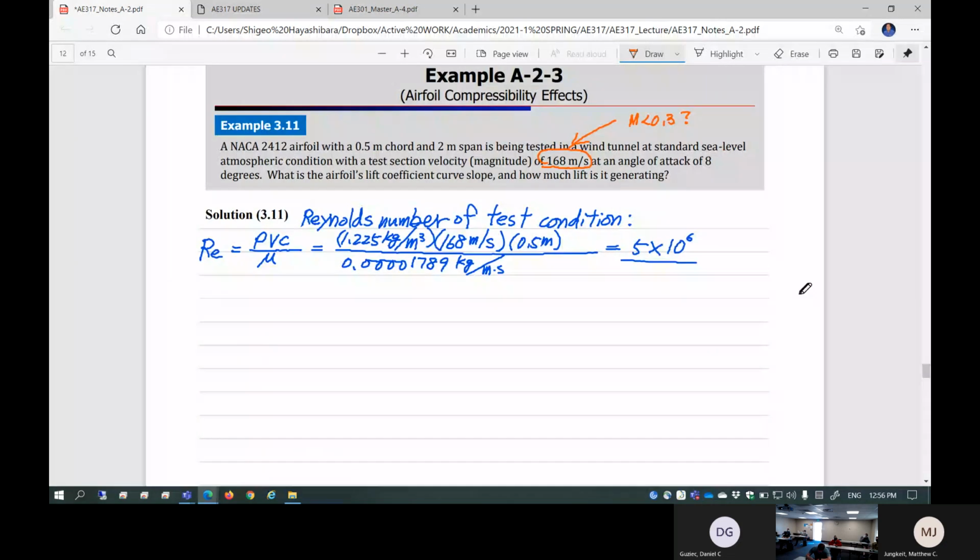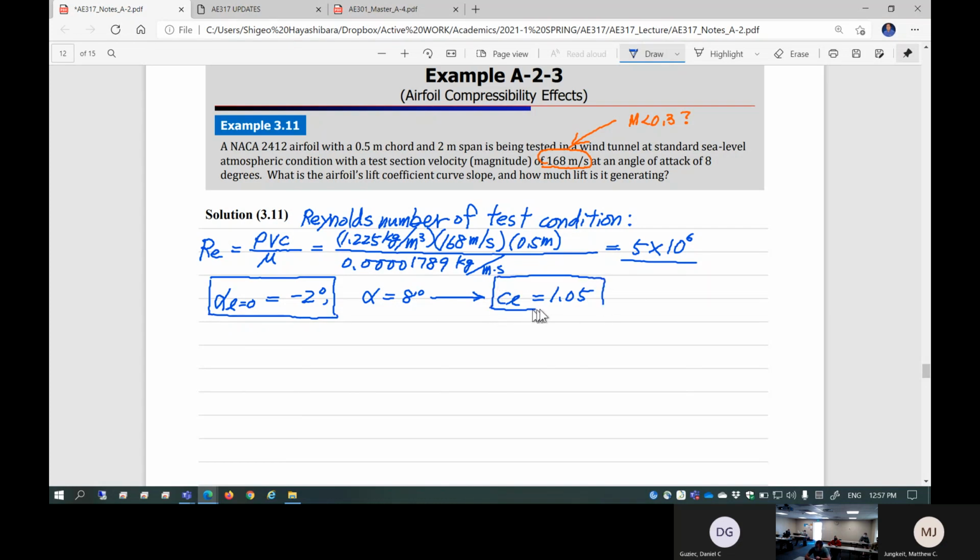All right. So this is the Reynolds number, and then you can read off all the data using the NACA 2412 airfoil chart. Of course, from the previous exercise, alpha zero lift we know is minus 2 degrees. And if alpha is 8 degrees, you can read off the lift coefficient CL. I think we read off 1.05 from the previous exercise, CL 1.05 for alpha equal to 8 degrees. However, those need to be corrected.